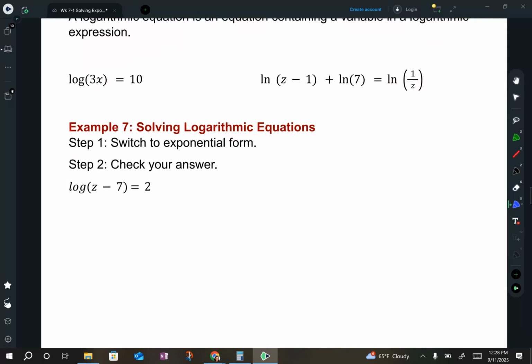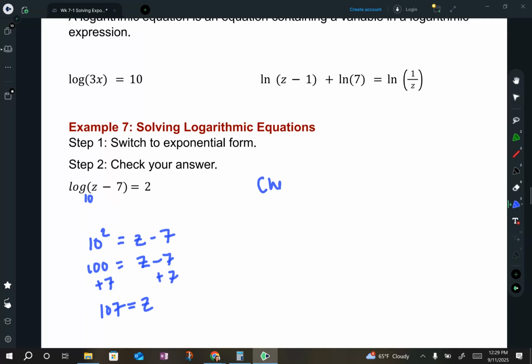We know this is log base 10 because there's nothing written. So rewriting this in exponential form would be 10, that's our base, 10 to the 2 equals z minus 7. So that means 100 equals z minus 7. Add 7 to each side, and that tells me z equals 107.